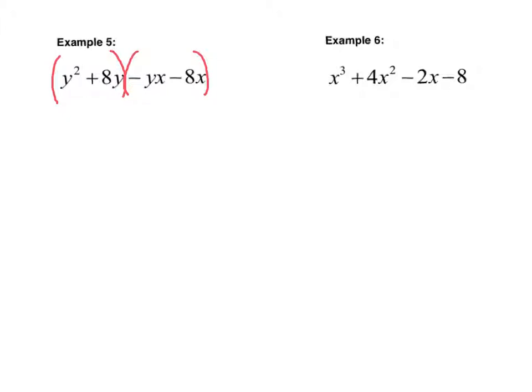All right, so now I'm going to divide out, and I see that they both have a y, so I'm going to divide out a y. And then what do I have left after I divide? So I have y squared divided by y is y, and 8y divided by y is just 8. So y plus 8.